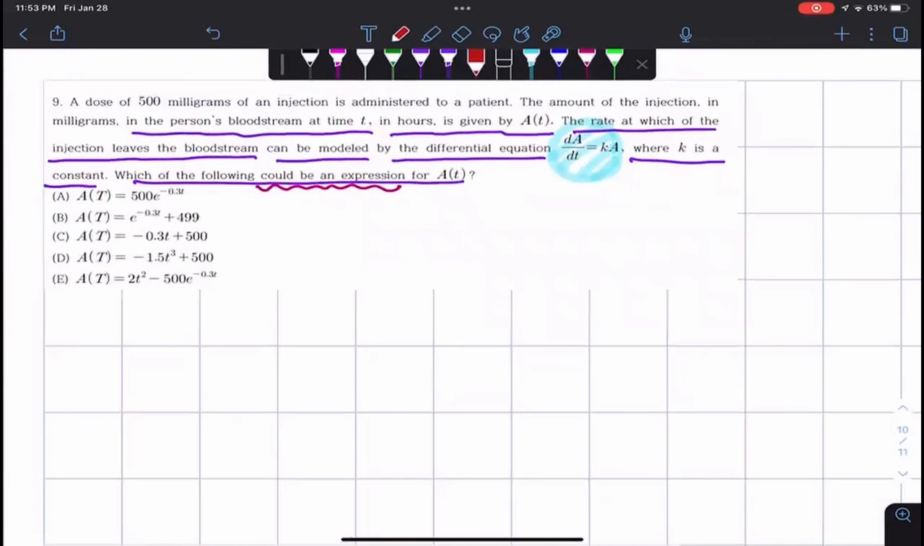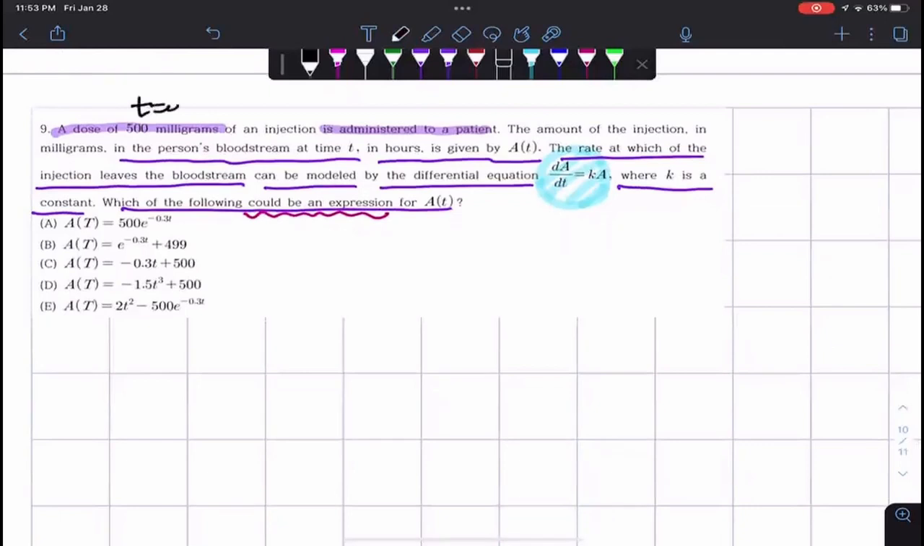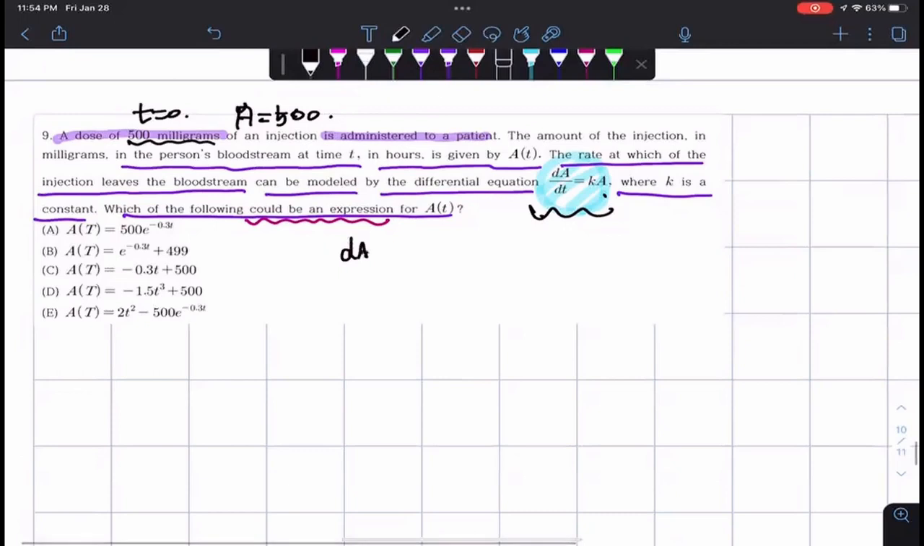Okay, let's check the assumption. This is the initial point, t equals 0, because this patient already has the injection. So the dose, this unknown A, is 500. Okay, let's start.